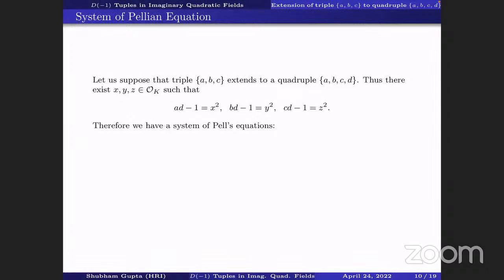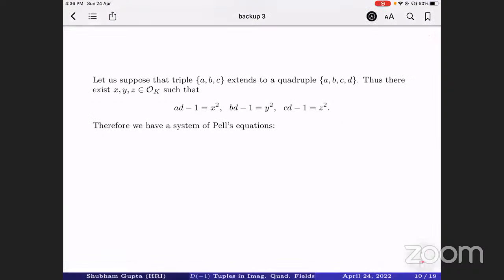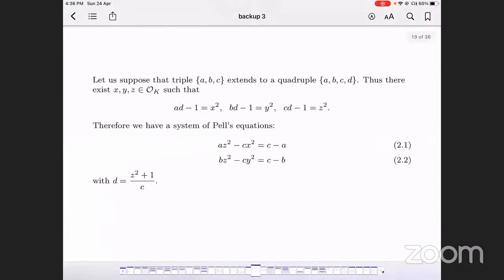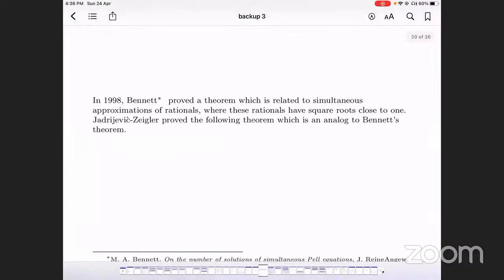If there exists a d such that (a, b, c, d) makes a quadruple, then via the definition, we can get these equations. Extracting the value of d from this equation and putting it in the remaining equation, we can get a system of simultaneous Pell's equations. So here we can get... okay. Now we determine the upper bound of d.